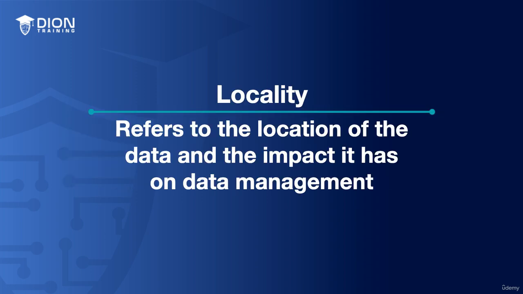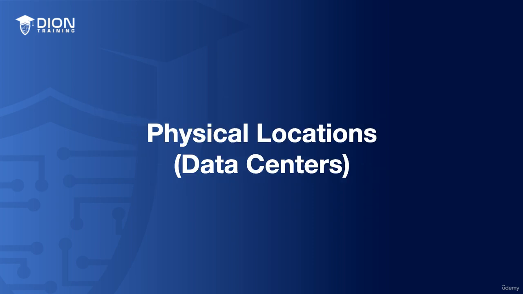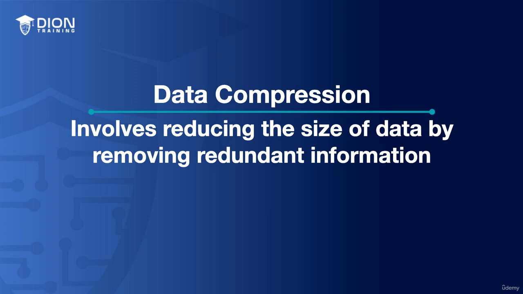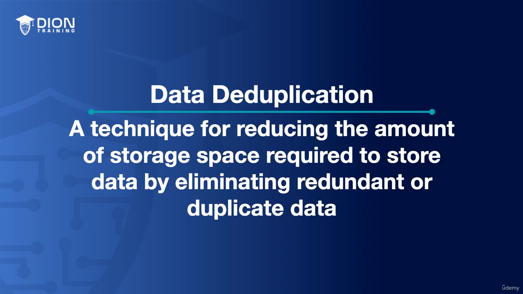Locality is going to refer to the location of the data and the impact it has on data management. This can include both physical locations, such as where the data center is located, as well as logical locations, such as which cloud region or availability zone that data is going to be stored in. Data compression involves reducing the size of data by removing redundant information, whereas data deduplication is a technique for reducing the amount of storage space required to store data by eliminating redundant or duplicate data.